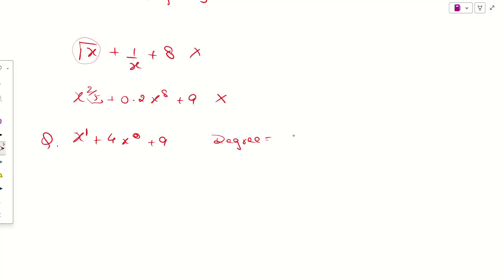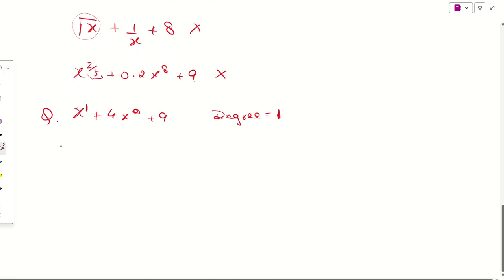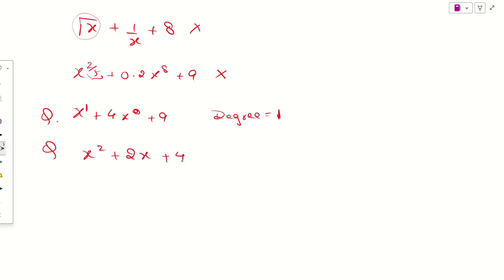Here the highest power is 1, right? So the degree of this polynomial is 1. Similarly, if I take this example, yes, first tell me, is it a polynomial? Yes, it is a polynomial and here the highest power is 2, right? So the degree of this polynomial is 2.